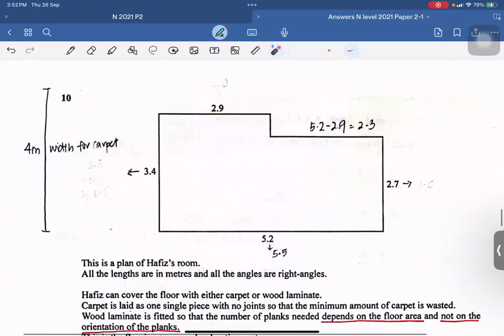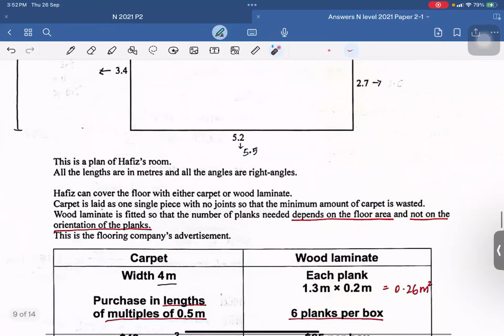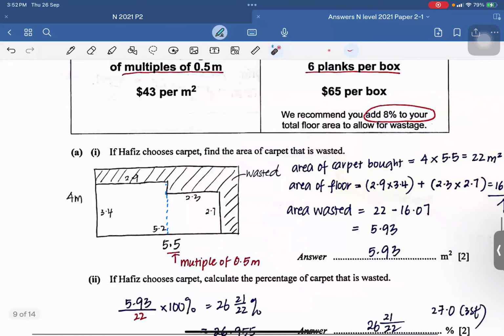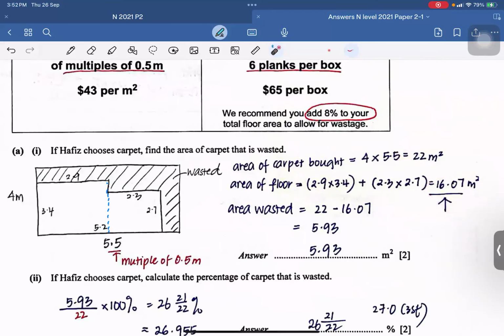Okay? So then I take the area of my floor. Then I take the area of my carpet and my floor. I minus them away from each other. Are you okay with part A, part 1?